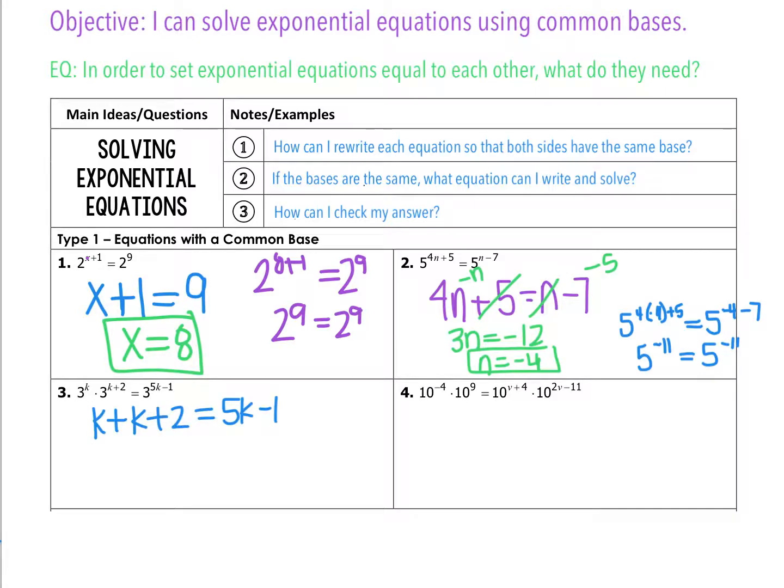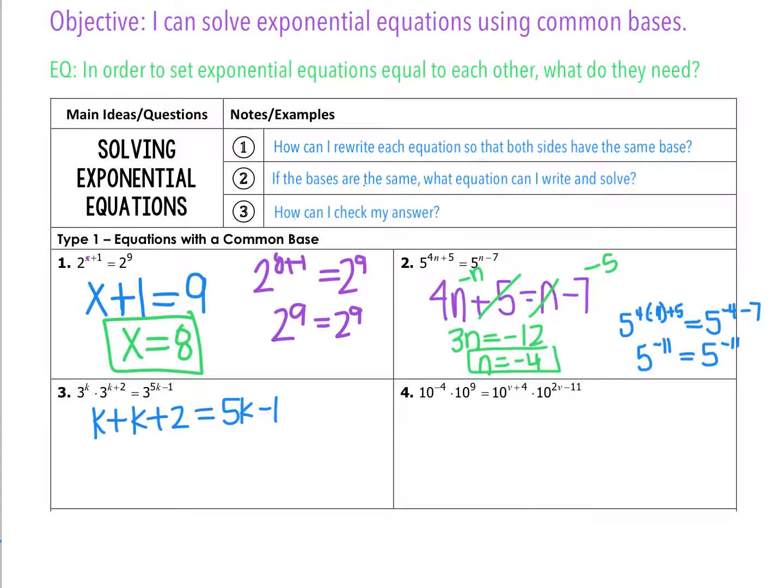So the equation that you should have come up with is k plus 2 equals 5k minus 1. Now some of you might be wondering, where did I get that plus k from? This is where those exponent rules need to be very solid. If you remember from Algebra 1, whenever I'm multiplying the bases, I add the exponents. And remember, we did a lot of work with that in Algebra 1. If you don't remember that, then I would go ahead and start writing down some of those exponent rules.